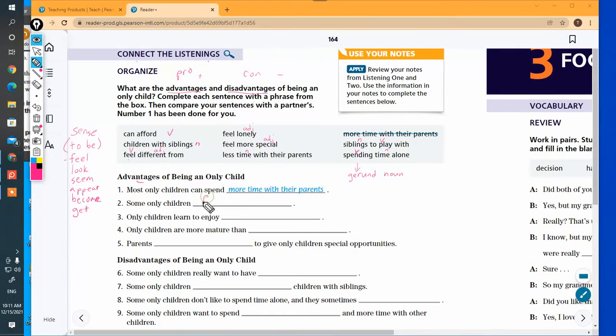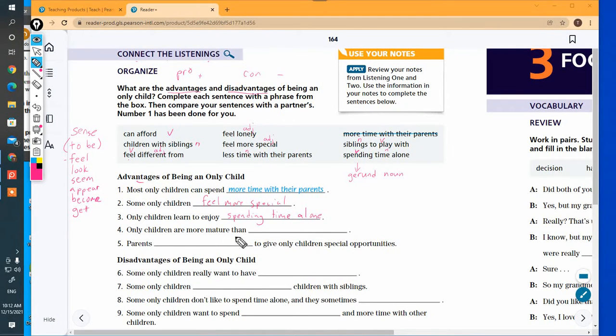I think that's it. Some only children feel more special. And only children learn to enjoy spending time alone. After enjoy, we always use a verb in ing, and that is functioning as a noun, the object of the verb enjoy. The thing that they enjoy.